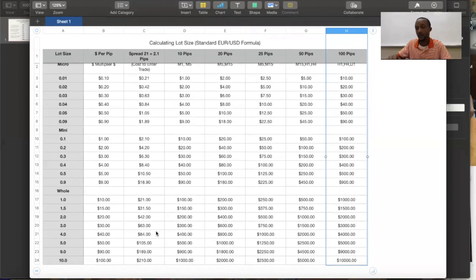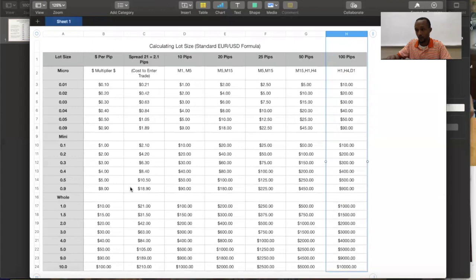So just keep that in mind. Those spreads will build up on you, especially if you're entering multiple trades at a time. You want to calculate for that spread you're going to pay the broker when you enter that position.